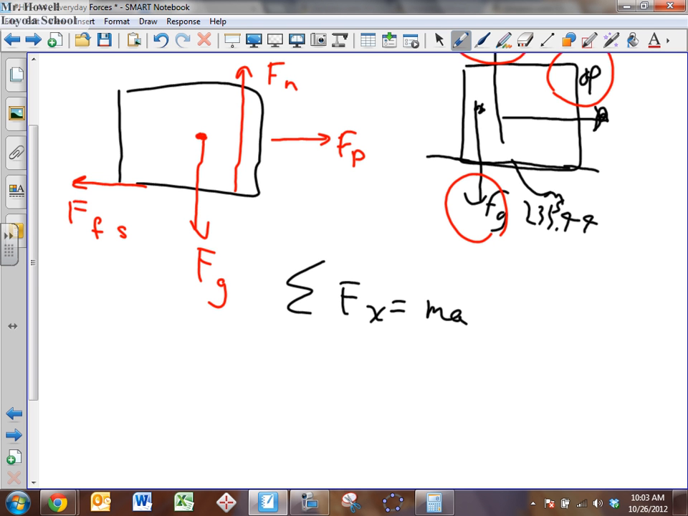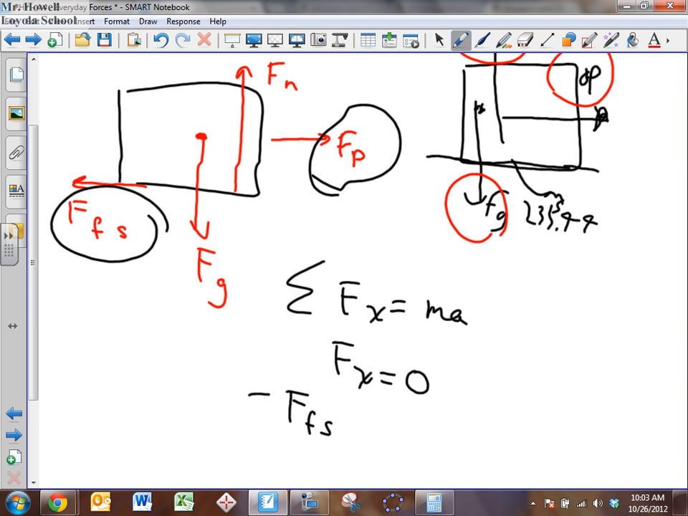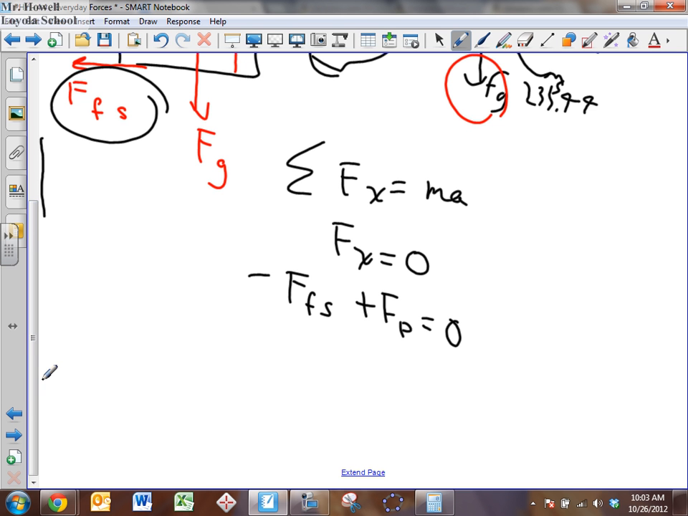On the object, instead of saying sum of the forces equals ma, we can simply say sum of the forces equals 0. Again, the object is currently stationary. We want to get it moving, and we don't care about what happens once it starts moving, but we're trying to overcome its current static friction. In the x direction, I've got negative FFS, the negative force of friction because it's acting to the left. I've got the positive force of push, so I put plus FP, and that equals 0. That's my equation in the x direction.